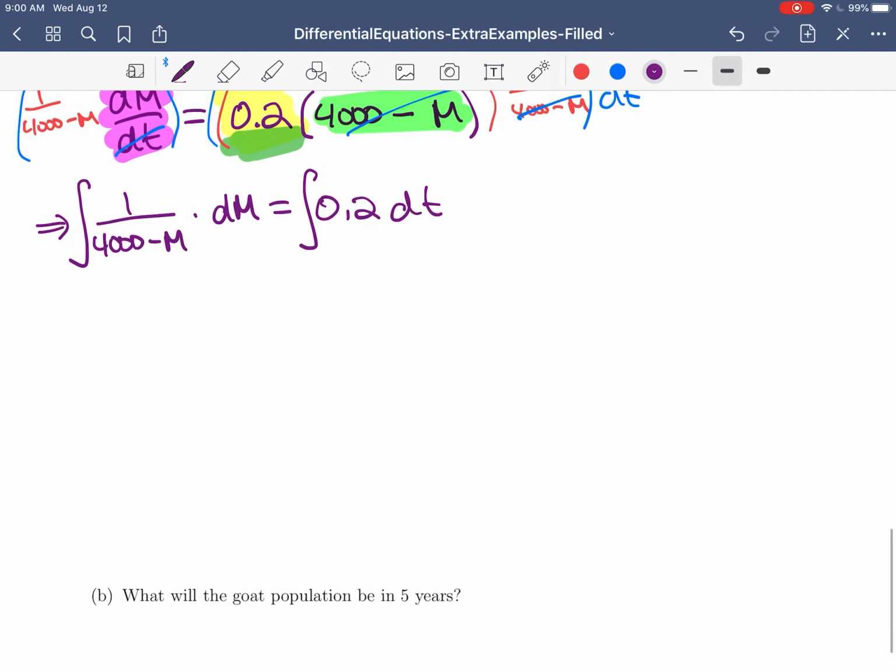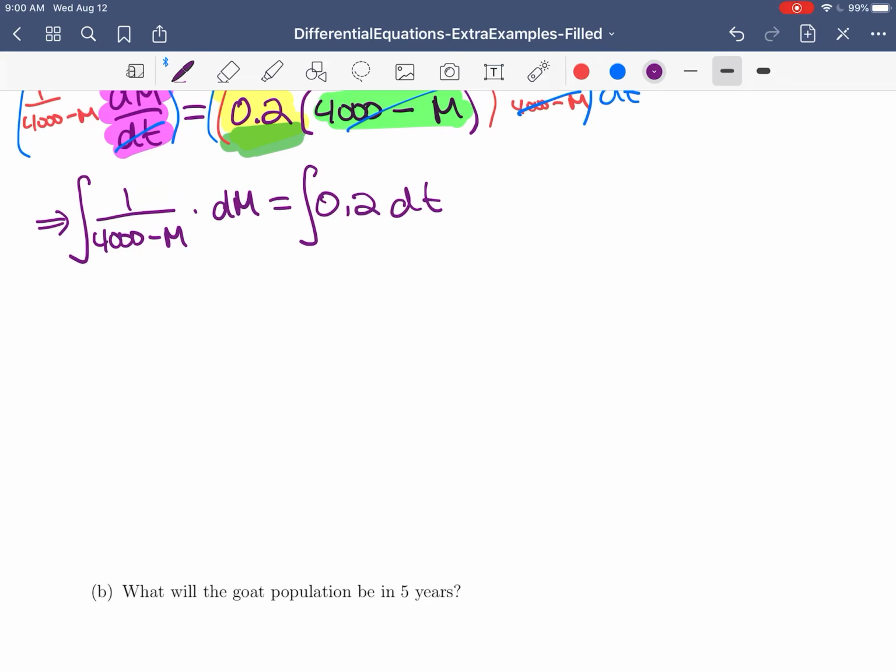Now the integral on the left is a little bit harder. You might know what it is, but you might not, so maybe we want to use substitution. I didn't leave myself a lot of room over here, so I'm going to have to move it over a bit. But if we want to use substitution, the u is going to be the denominator, which means that du is going to be negative 1 times dm. So when we replace dm, we're actually going to replace it with negative du.